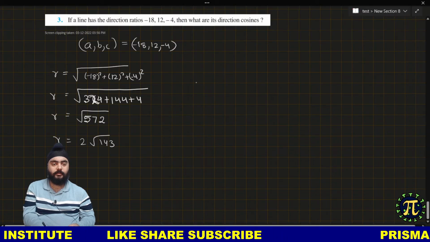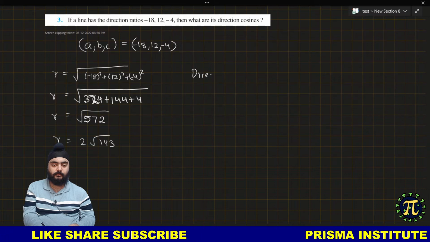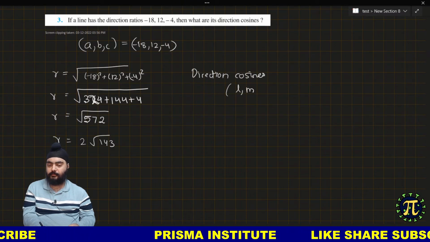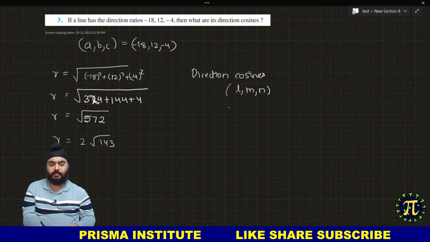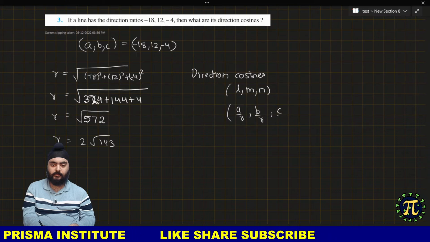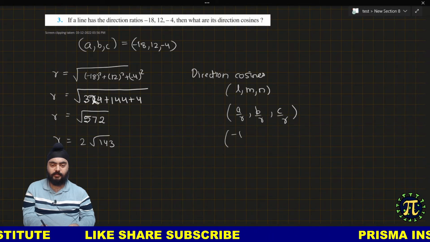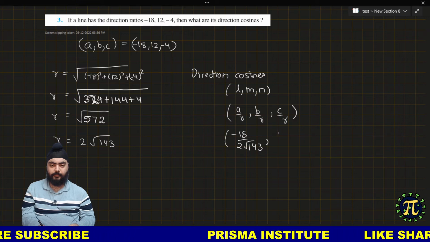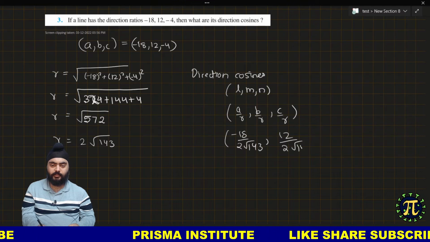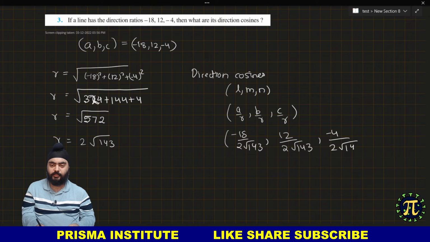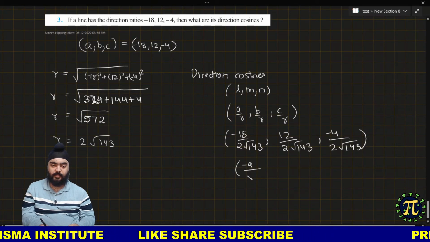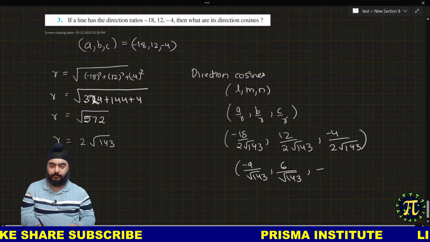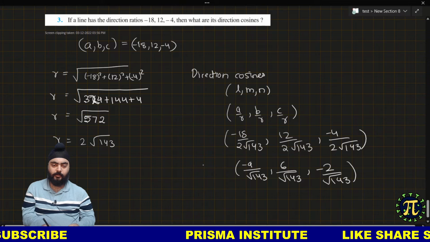So now we can define our direction cosines, जो क्या है L, M and N, which are, if you want to, you can keep plus minus, A by R, B by R, C by R, and which are minus 18 by 2 root 143, comma 12 by 2 root 143, comma minus 4 by 2 root 143, and they are minus 9 by root 143, comma 6 by root 143, comma minus 2 by root 143. And if you want, you can keep plus minus outside.